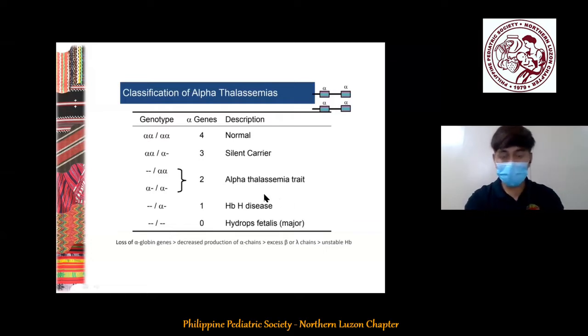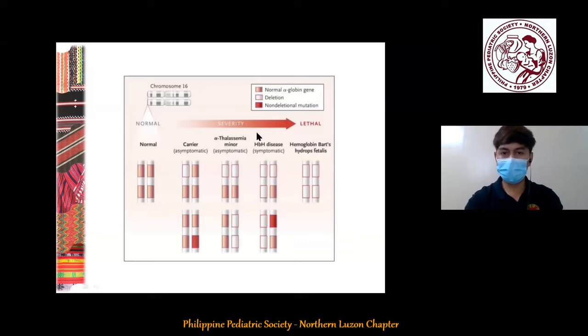So sa newborn screening continuity clinic, we are more on monitoring this HBH disease or the alpha thalassemia patients, the 3 gene deletion of alpha genes. Okay, to further explain, we have the legend here: normal globin gene, alpha globin gene, deletion, and non-deletional mutation. Pag mutated, kasali din po yun. Okay, pag sinabi nating normal, 4, and pag carrier, isa lang.